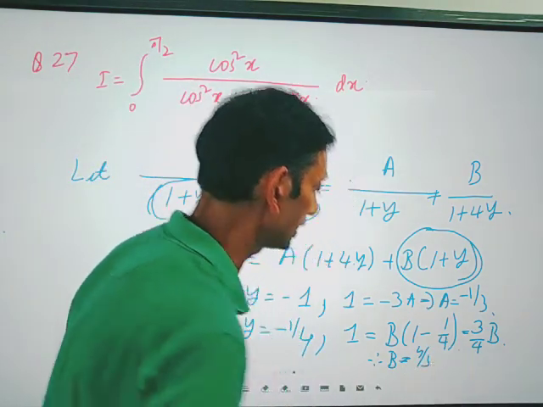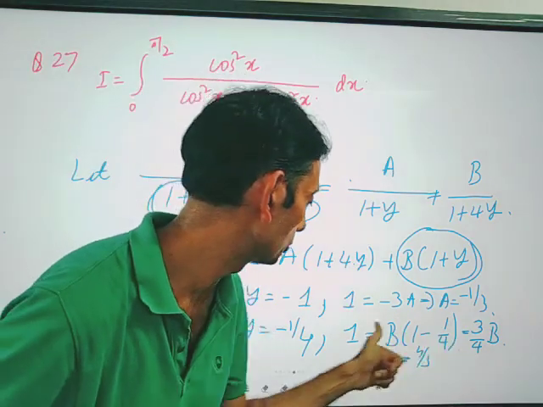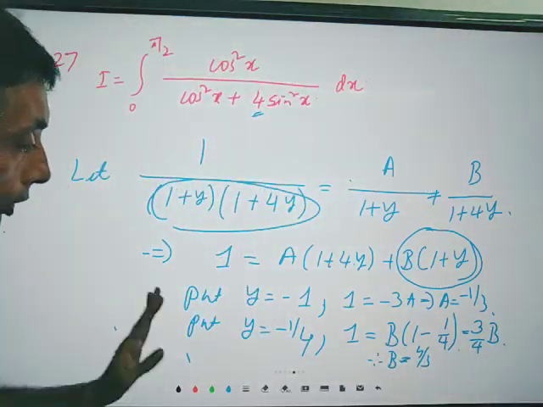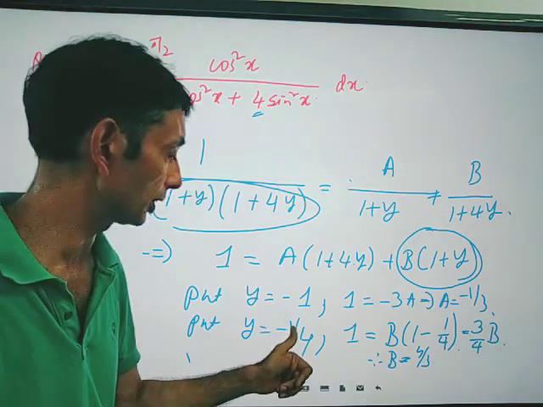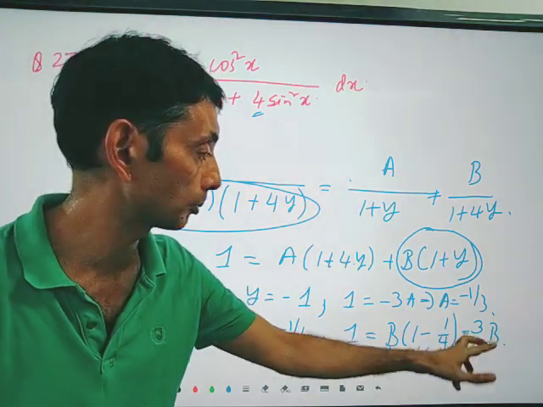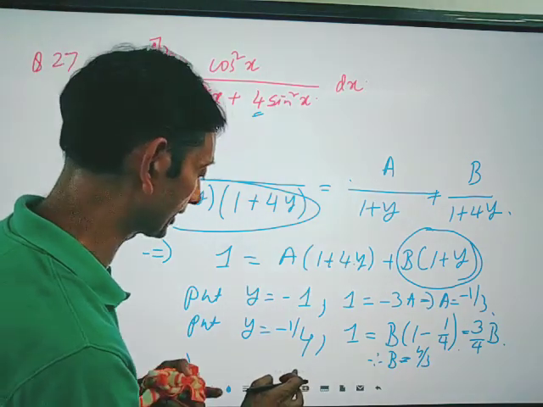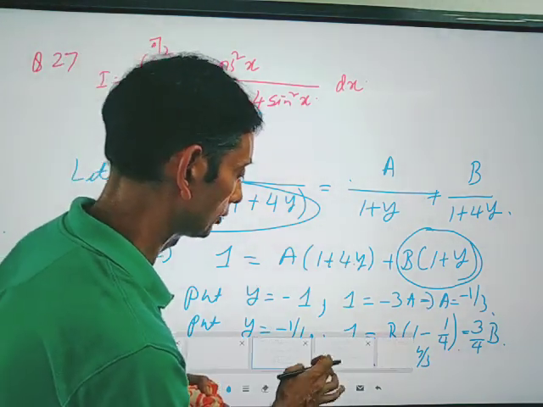Okay. b is equal to 4 by 1, equal to 3 by 4b. So b is equal to 4 by 3. So you got the value of a and b. So a is equal to minus 1 by 3 and b is equal to 4 by 3. So we can move to the next slide.